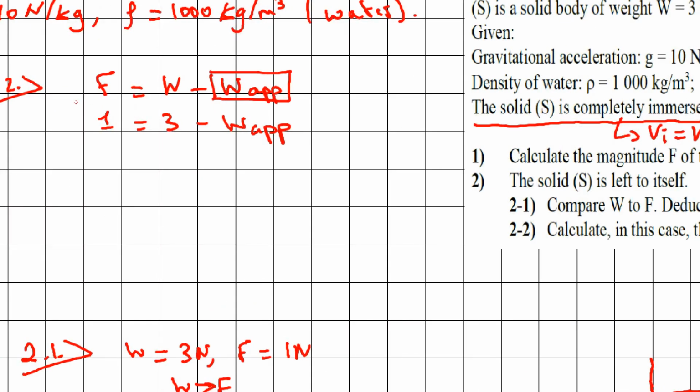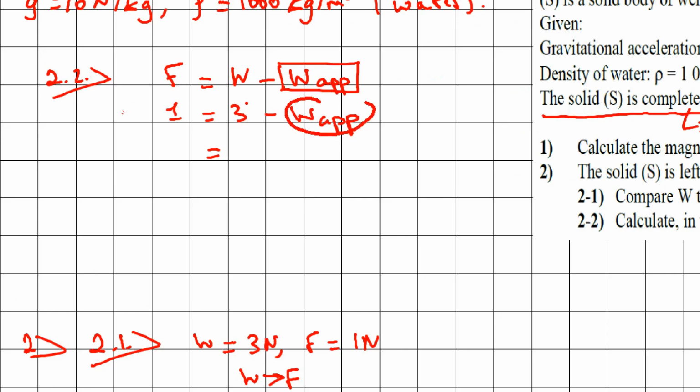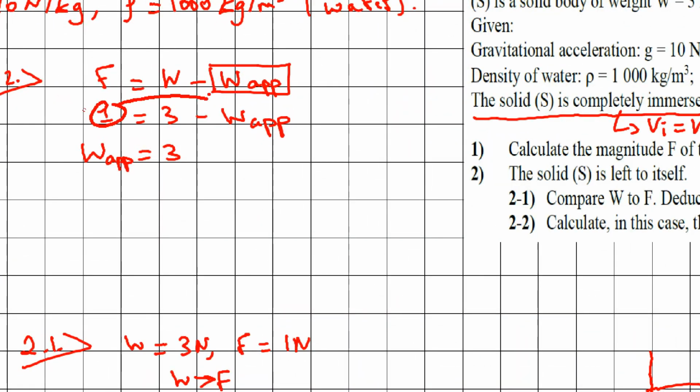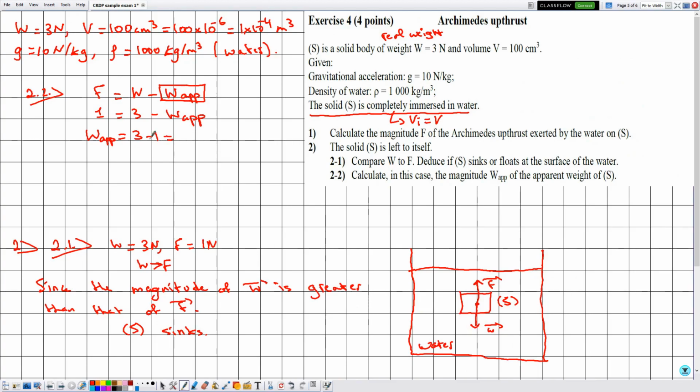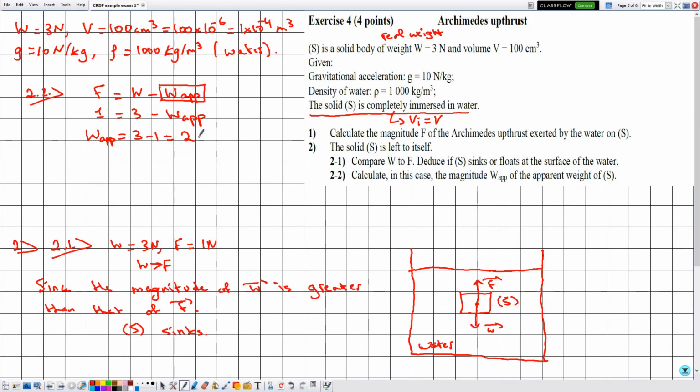So what's the type of this equation? This is a linear equation in one unknown. The unknown is W apparent. So how do we solve this equation? We put the unknown on one side and all the other numbers on the other side. Dragging W apparent to the left hand side, it will gain another minus sign, so minus with minus will become plus. Then W apparent is equal to 3, keeping 3 in its place, dragging 1 to the right hand side, so 1 will become minus 1. Then 3 minus 1 is 2. Since both of these numbers are expressed in the SI, in newtons, the value of W apparent will be expressed in newtons. Then the apparent weight of this solid S when immersed in this liquid is 2 newtons.